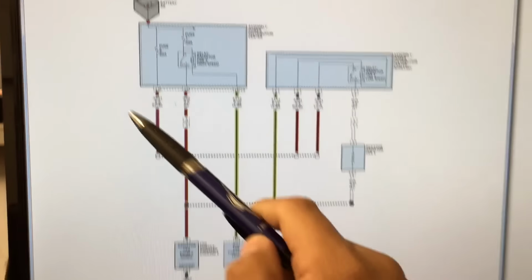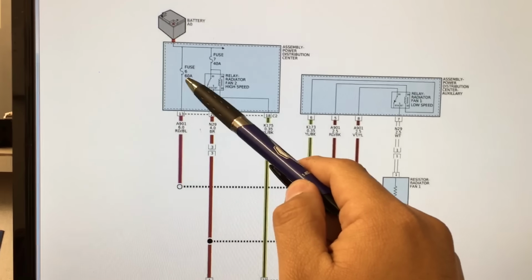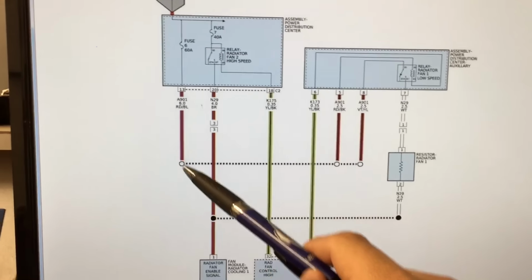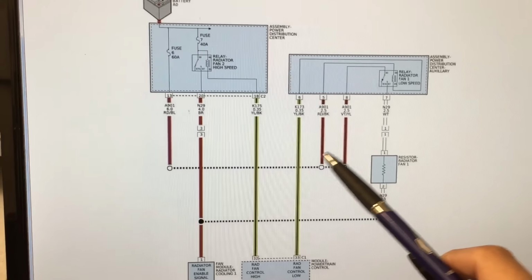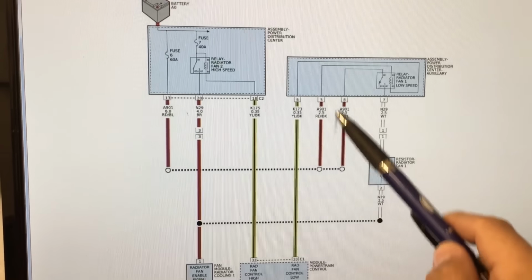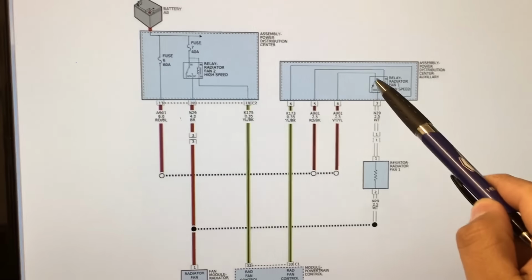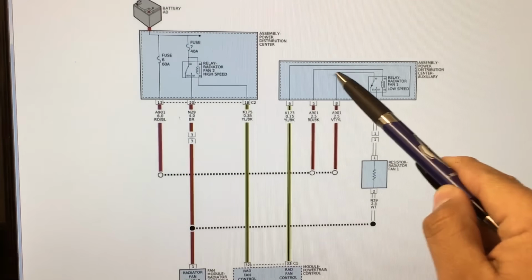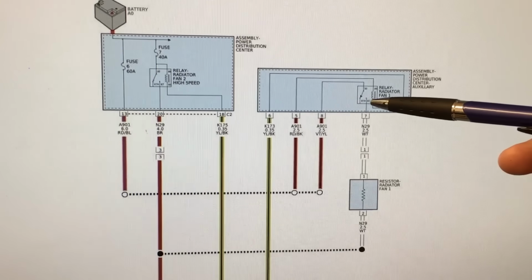So if we look over here, you'll see we have the battery, and the battery is going to supply power through the 60 amp fuse, which is fuse 6. That power is going to get spliced over here to these two different wires, but both wires go to the same relay. If you follow this, power goes up to the switching side of the relay. And if you follow this power over here, you'll see that it goes to the control side of the relay.